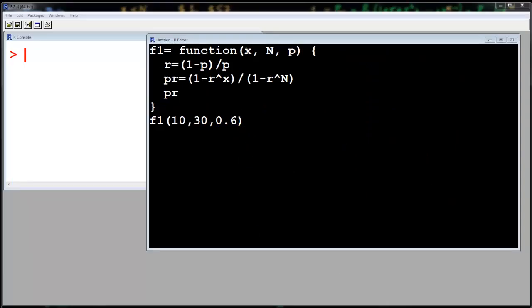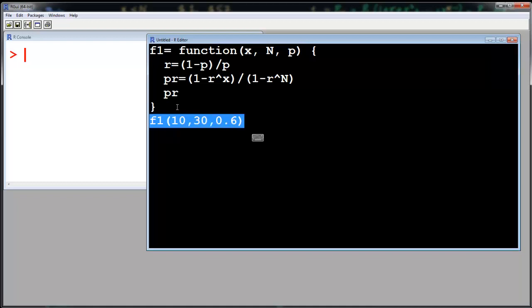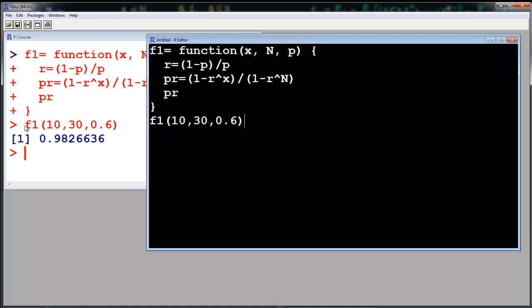So this is our function. It has three things. X is the amount of money in A's pocket, N is the total money which he might end up winning, and P are the odds which he has. So this is just the formula we have in the lecture. We have copied it here, and this is the function. A has $10 in his pocket, 30 is the maximum he can win, and 0.6 is the odds in his favor. So we run this, we get the value 0.98.